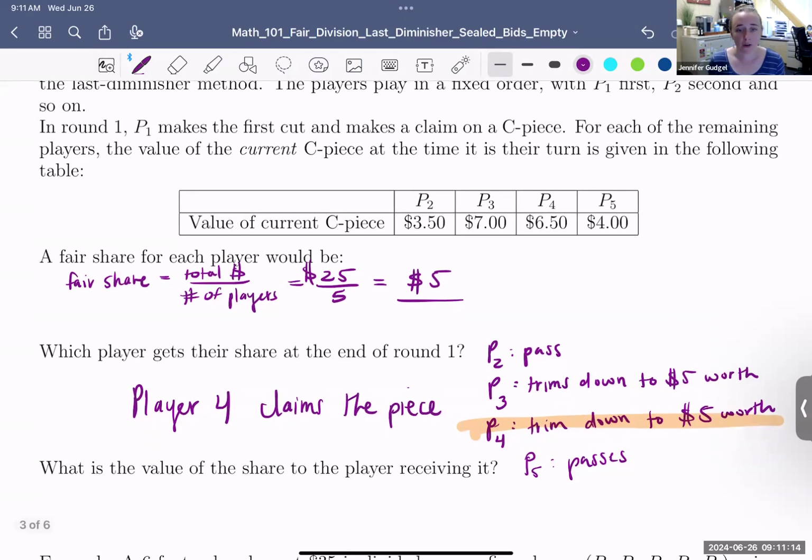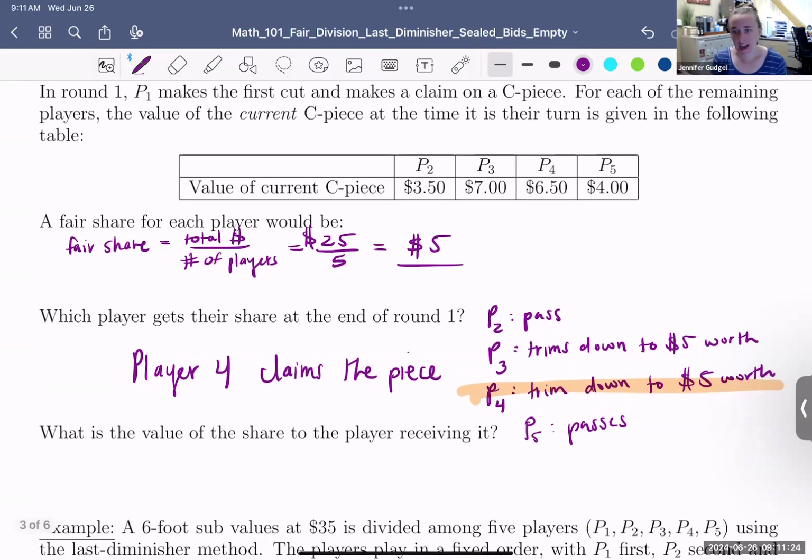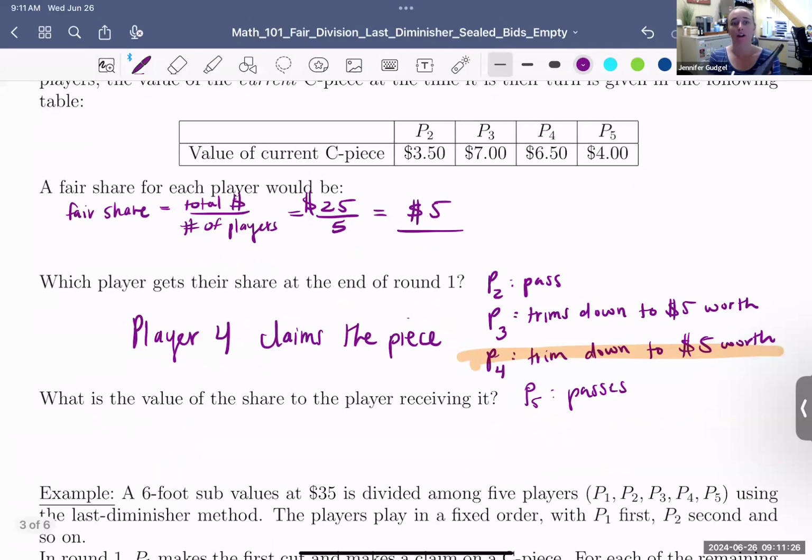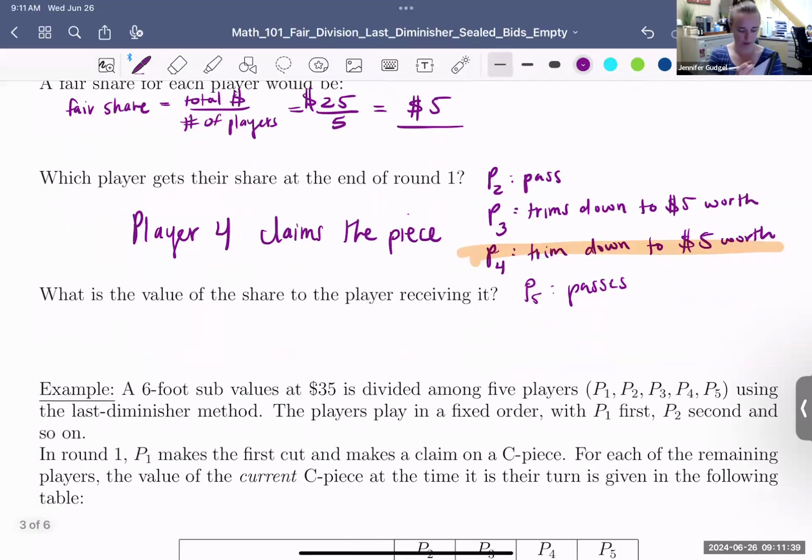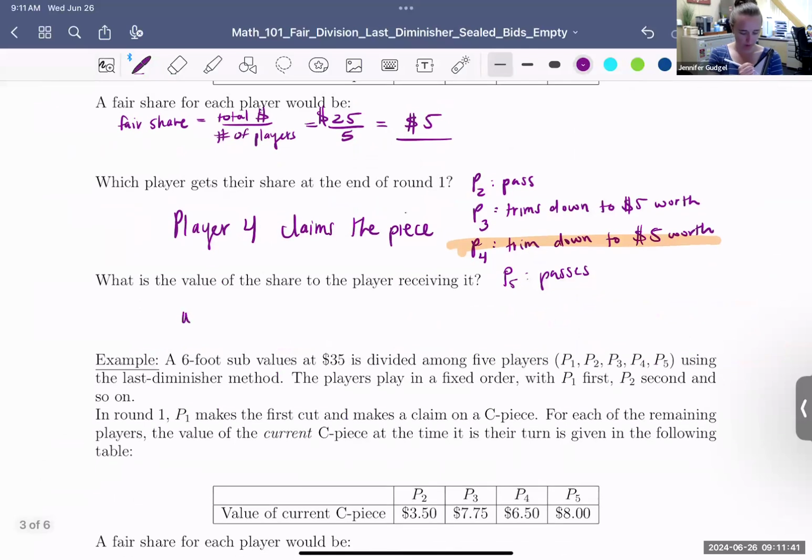And what is the value of the share to that player? So to player 4, how much was that piece worth that they got to keep? You may have seen I highlighted it there a second ago. All right, they get to keep a piece that is worth $5. They were not last in line, so they had to trim down to the fair share, to the exact value. They couldn't keep anything on top of that. That's how it works. All right, so it was worth $5 to them.